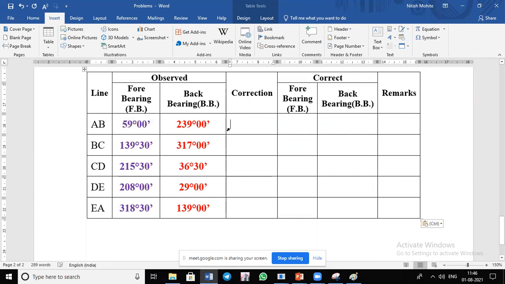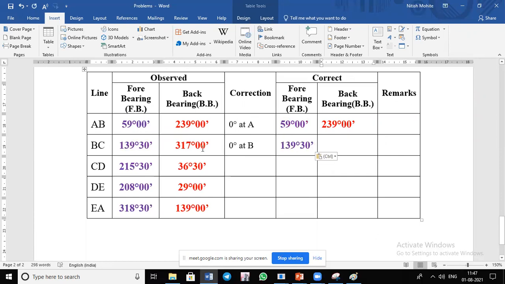So we have seen that the correction at A was 0 degree, as the difference between forebearing and back bearing was 0, correspondingly 180. Okay, 0 at A, and that at B was also the same. So these angles are going to remain unchanged. That will be the correct one. And we have seen that this is also a correct one.